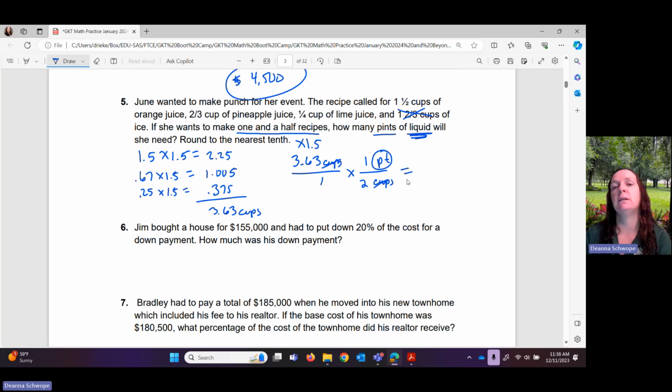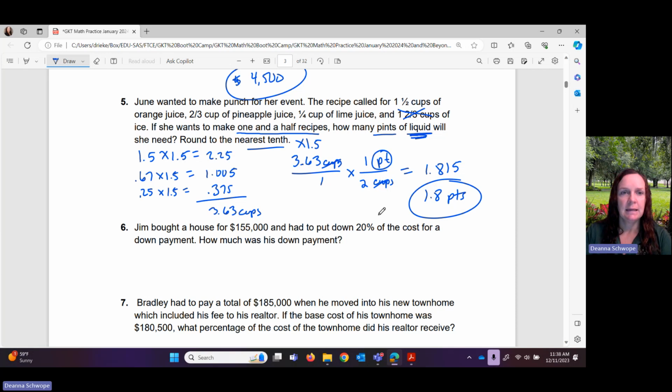I used to teach my students to cancel until they circle what they want. And we got the pints. So now we just take 3.63 and we divide by 2. And it comes out to 1.815. They wanted us to round to the nearest tenth. So it's 1.8 pints.